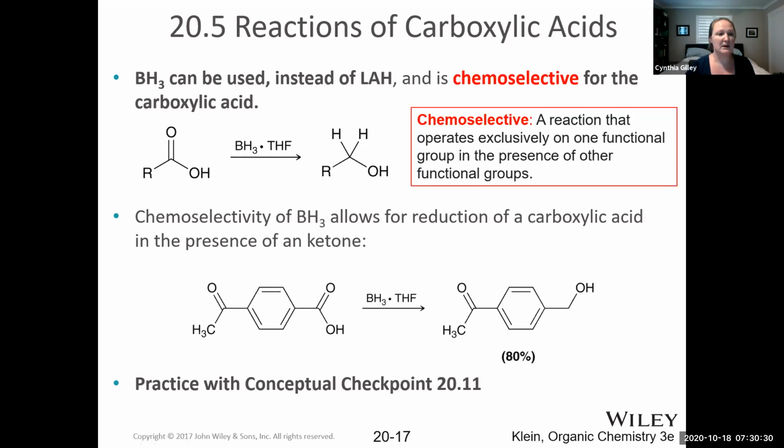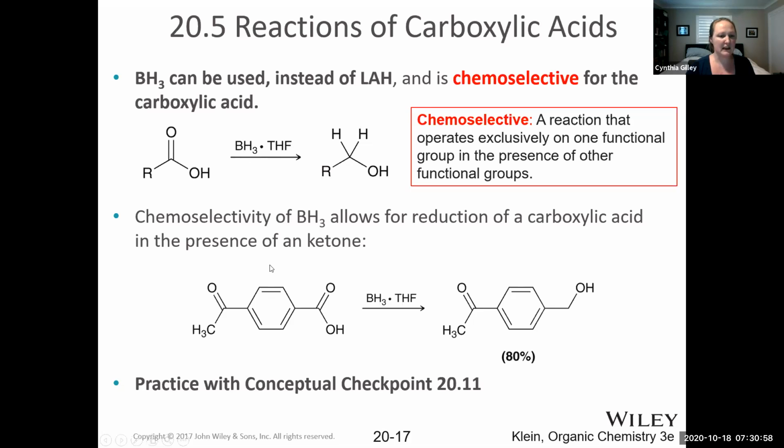Another reagent that can be used to reduce a carboxylic acid down to a primary alcohol is borane. Borane can actually be used instead of LAH, and it's chemoselective for reduction of the carboxylic acid. This is a key term you want to know. Chemoselective means a reaction that operates exclusively on one functional group in the presence of other functional groups.